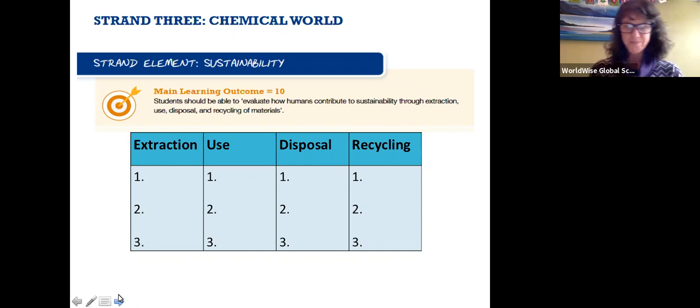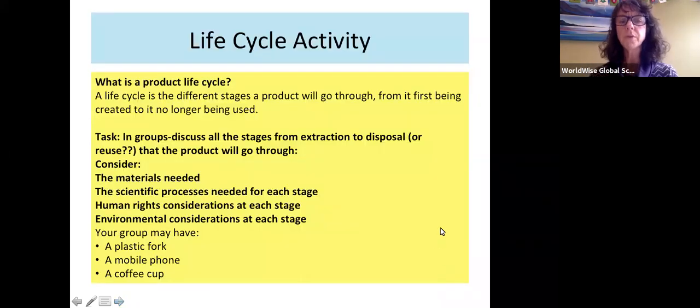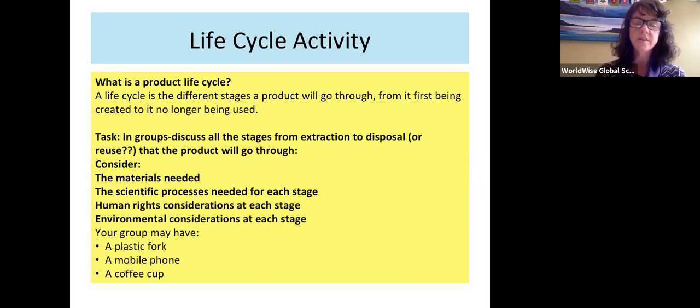But how do we look at this life cycle? As you know, this is something you need to do anyway. But a good activity that we would recommend is looking at the life cycle of the different stages of products. Consider the materials needed, the scientific processes needed at every stage, but also the human rights considerations and the environmental considerations at each stage as well.